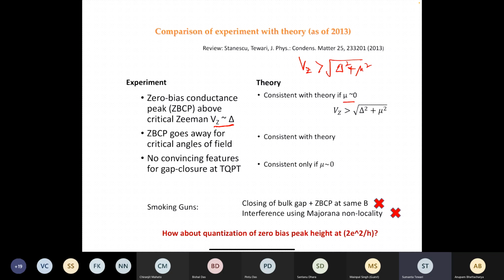How about quantization of the zero bias peak height at 2e²/h? That seems to be doable. Okay, that's still a tunneling conductance experiment. If you got your peak height to be 0.1 times 2e²/h, that must be due to some temperature effect or impurity or disorder effect or an effect that has to do with the coupling of the metallic lead to the system. And maybe with more and more refinement of your experiment, you will get there. You'll get a 2e²/h peak height.